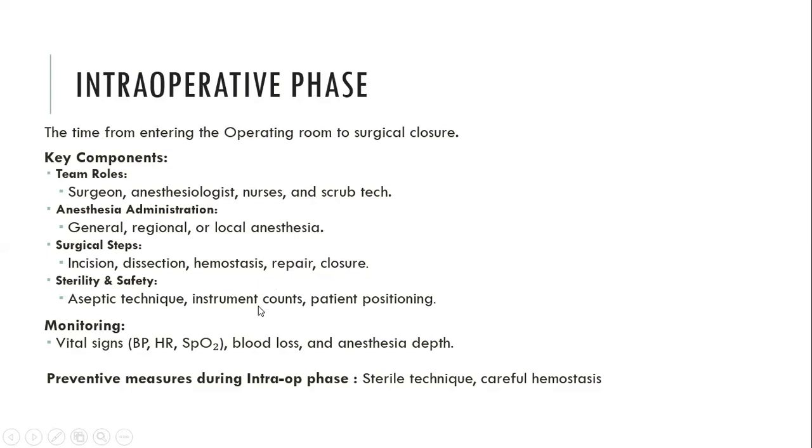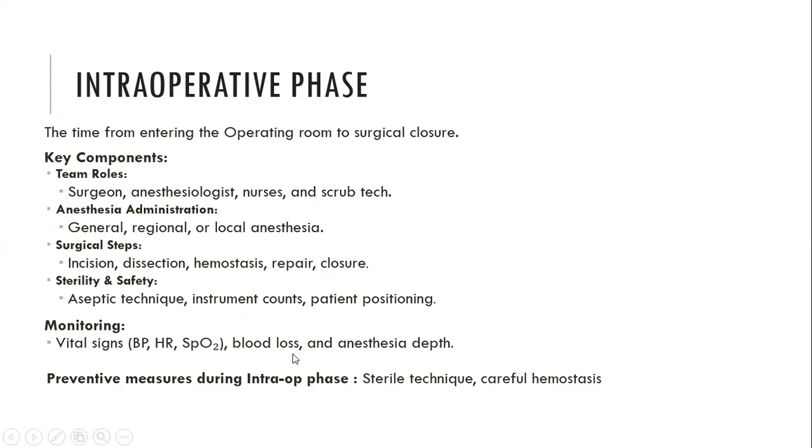Instrument counts are again important. You have to count instruments because sometimes this mistake is made by a few nurses or doctors: they leave an instrument in the abdomen or in the body of the patient. Patient positioning is again very important. During the whole intraoperative phase, monitoring of the patient plays a pivotal role. Vital signs should be monitored all the time. His BP, heart rate, and saturation should be maintained in the optimal range.